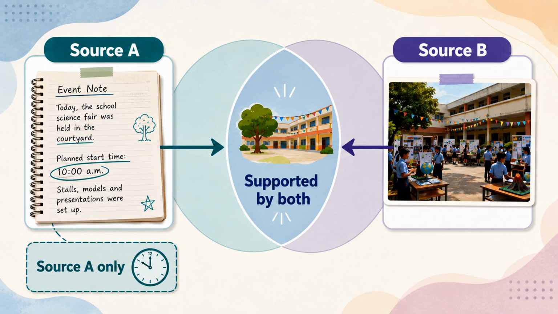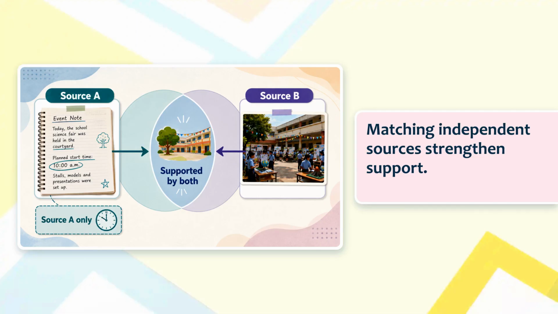But corroboration does not mean 2 matching sources tell the whole story. It strengthens support for the specific detail on which they agree. The strength comes from independent agreement. Matching independent sources strengthen support. The agreement matters most when the sources were created separately.